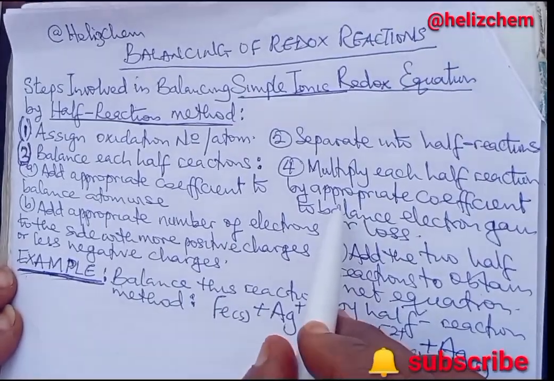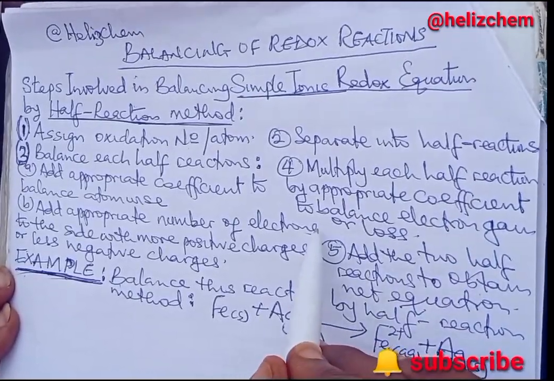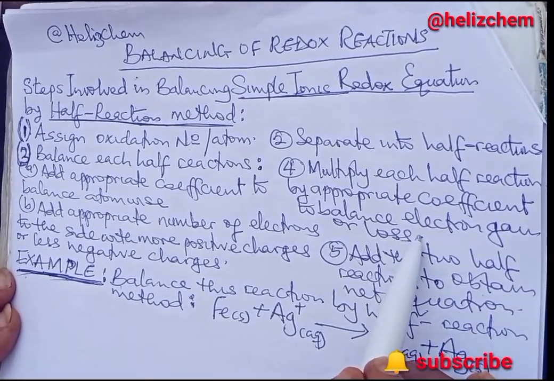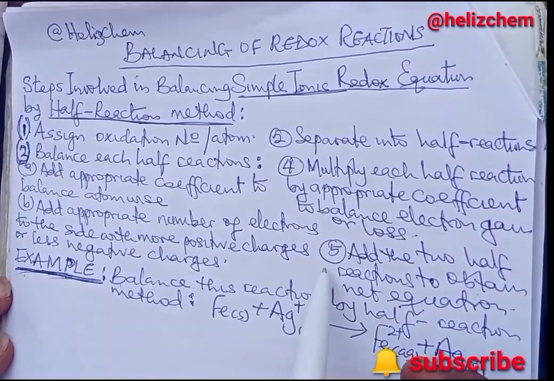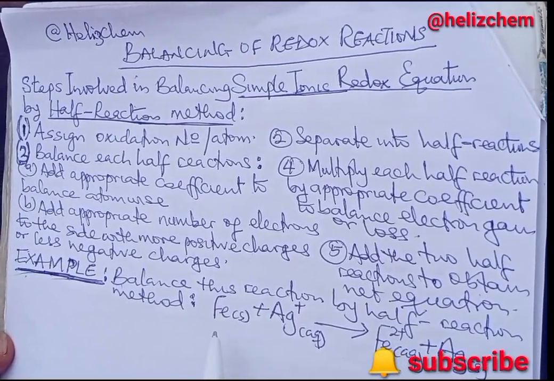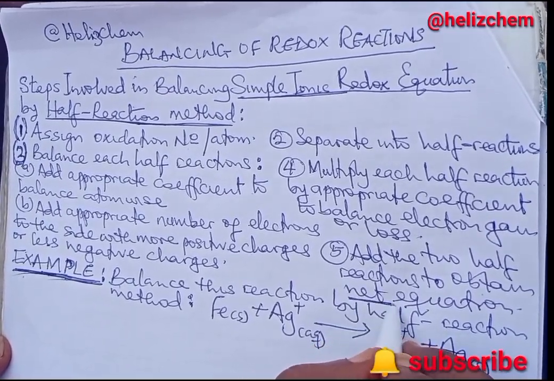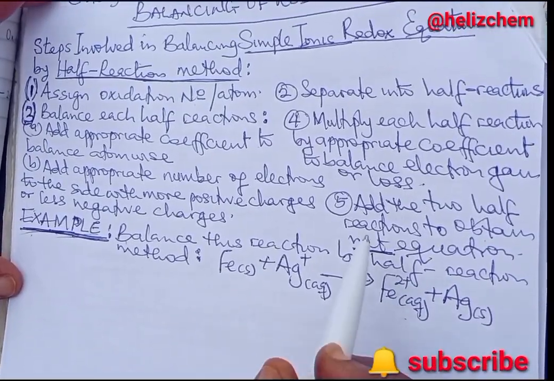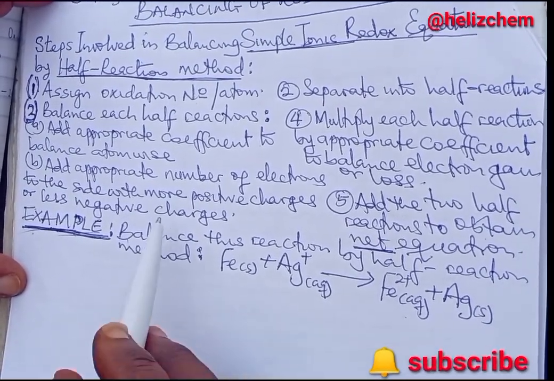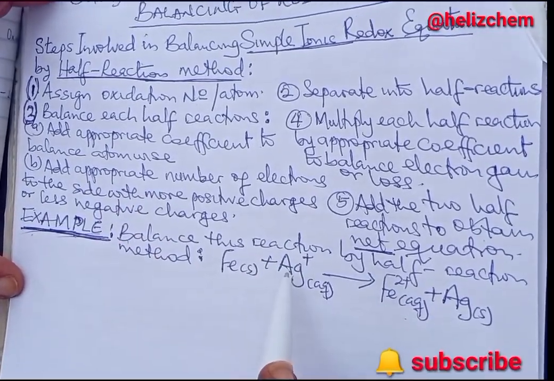Then number 4, multiply each half reaction by appropriate coefficient to balance electron gain or electron loss. Then the final step is to add the two half reactions together so as to obtain what we call net equation. So today, I want to consider a typical example here to explain all the steps listed above.